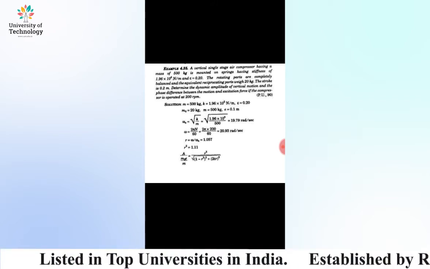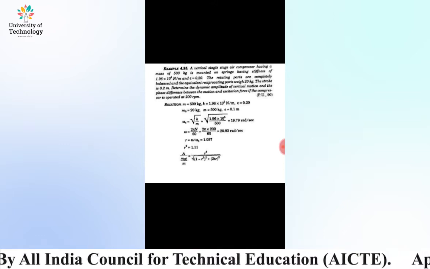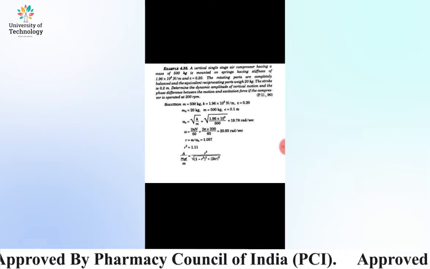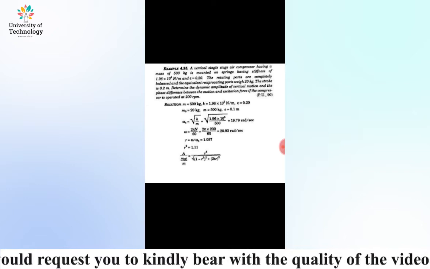The first question is: a vertical single stage air compressor having a mass of 500 kg is mounted on springs having stiffness of 1.96 × 10^5 Newton per meter, and zeta is given, that is 0.20.